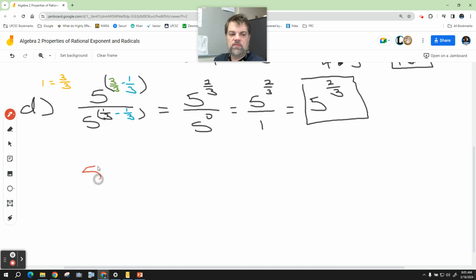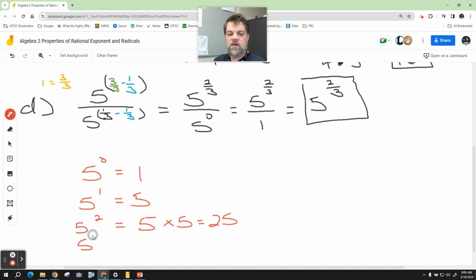So 5 to the 0 power equals 1. 5 to the first power equals 5. 5 to the second power equals 5 times 5, which equals 25. And then 5 to the third power equals 5 times 5 times 5, which is actually 125. And this goes on and on and on.